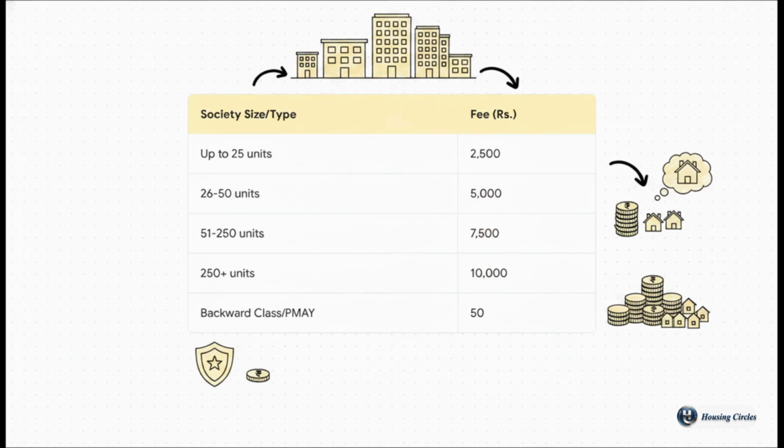It basically ensures that smaller buildings aren't getting crushed by the same hefty administrative fees as those giant skyscraper complexes. Oh, and notice that bit at the very bottom? There's a special provision for backward class societies or housing under the PMAA scheme. Their fee is kept at a super nominal 50 rupees, just to ensure complete accessibility.